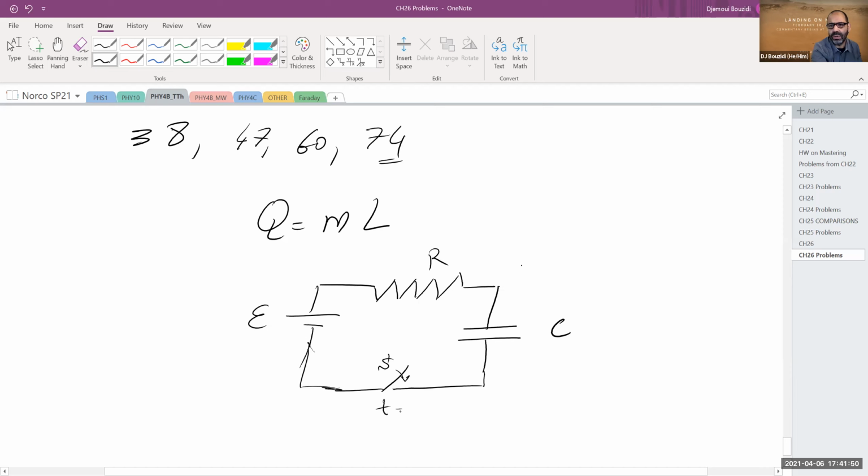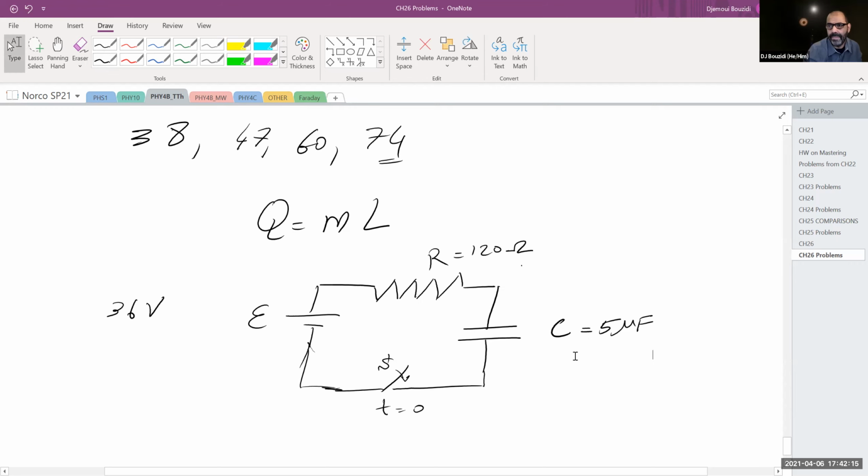This is usually triggered at t equal to 0, okay? You turn on the switch, okay? And it says that the EMF is 36 volt. The resistor is 120 ohms. And the capacitance is 5 microfarads. And there are 3 sig figs in this problem, okay?